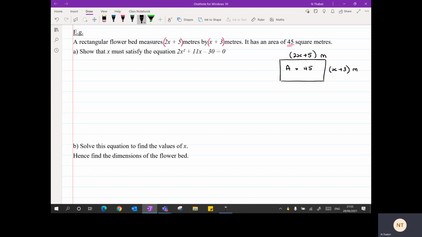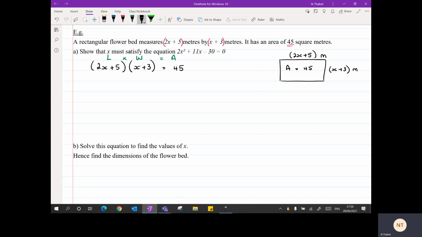Well, area is length times width. Remember, two brackets next to each other is a multiplication, so here's my length times width equals area, so it equals 45. We've already set up the equation. Now look at the wording of the question.